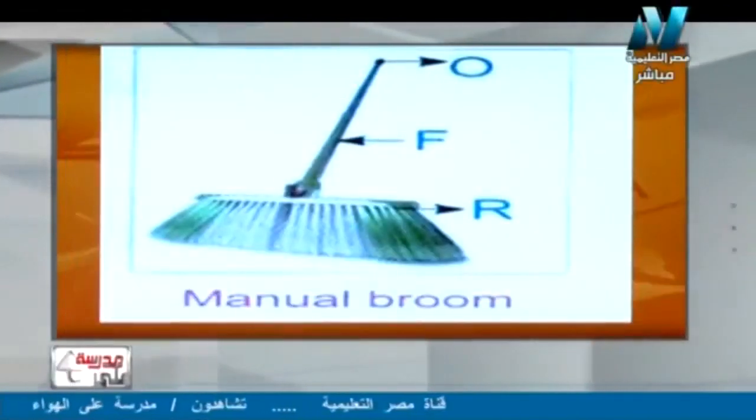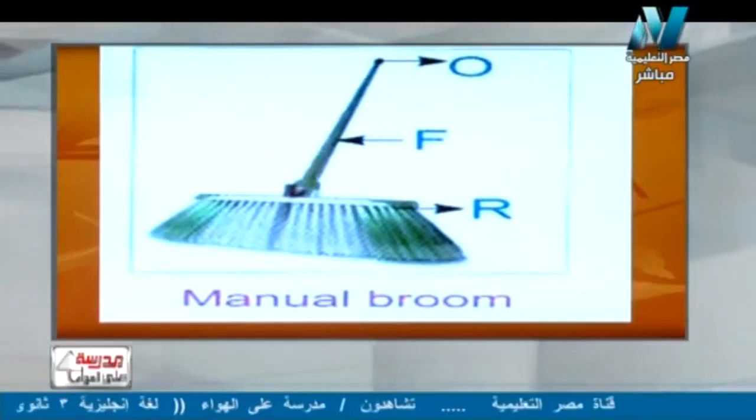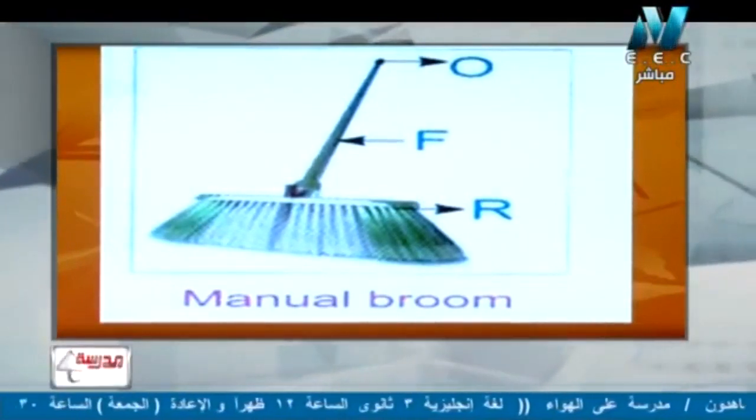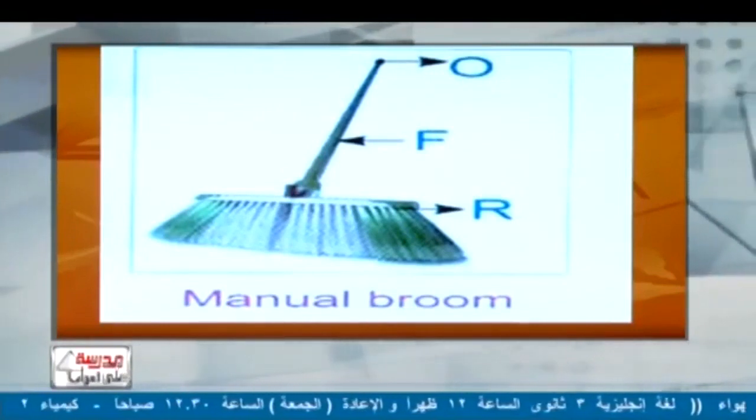Another type is the manual broom. What is the manual broom? Surely it will be the third class lever. Why is it a third class lever? Because here I have F between the R and the O.